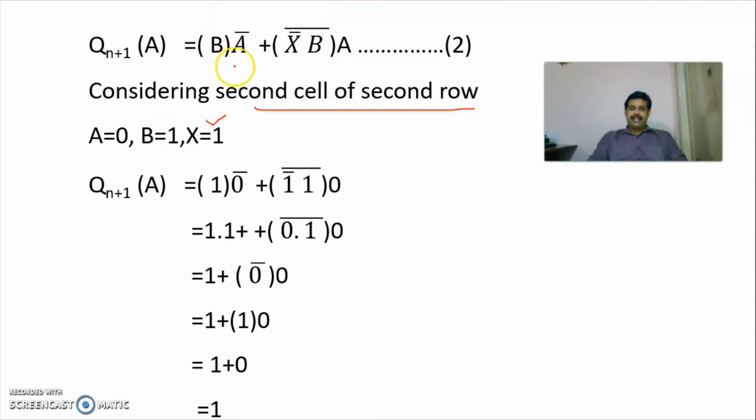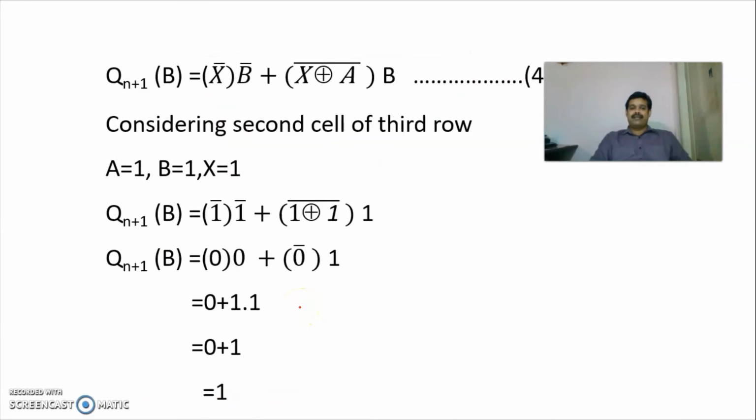And we are substituting in this equation. B is 1, so we are substituting 1. A bar, A is 0, so 0 bar. Then X is 1, so 1 bar. B is 1, 1. Then again A is 0. That is 1, 0 bar is 1. Then 1 bar is 0. Then 0 into 1 is 0. So 0 bar, 1 into 1 is 1 and 0 into 1 is 0. So 0 bar into 0. 0 bar is 1, 1 into 0 is 0. So 1 plus 0 is 1. So the second cell of the second row, we have got it as 1.